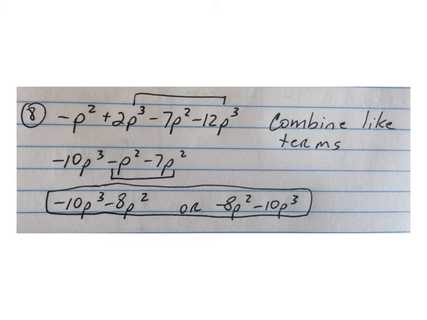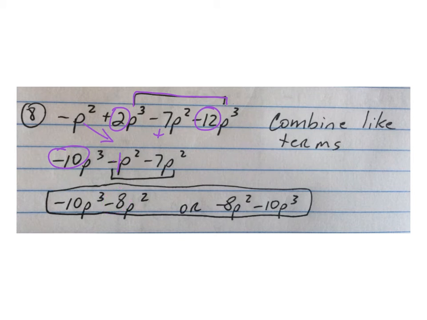On number 8, you had to solve this one by combining like terms. Well, remember, p to the third and p to the third, so that's a positive 2 and a negative 10. That makes a negative 12. That makes a negative 10 p to the third. Then I wrote everything down, and negative p squared minus 7p squared, that's a 1. Put those together, and you get negative 8p squared.